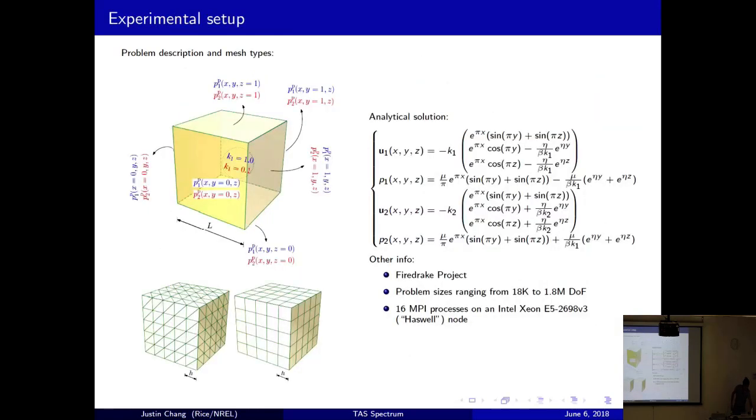I think I'm running out of time, but we have the experimental setup here. Again, my PhD advisor and his student came up with this analytical problem through the method of manufactured solutions. We are using Firedrake again, but now we're also looking at tetrahedron elements and extruded hexahedral elements on their Haswell node. They're using 16 MPI processes, up to nearly 2 million degrees of freedom.